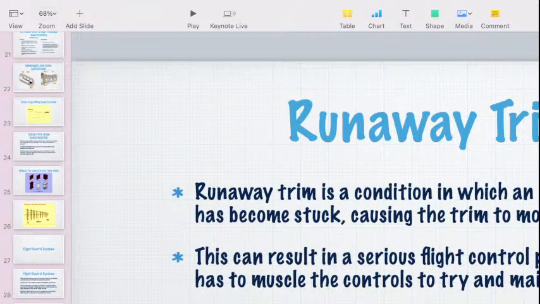Another malfunction can be runaway trim. Runaway trim is a condition in which an electric trim motor has become stuck, causing the trim to move when uncommanded. This can result in a serious flight control problem where the pilot has to muscle the controls to try and maintain a flyable aircraft. The solution is rather simple but complicated at the moment if not considered on the ground. Know where your trim motor circuit breaker is and pull it if you suspect runaway trim.